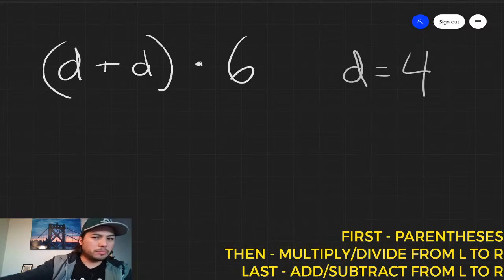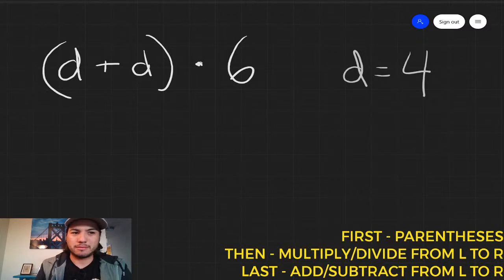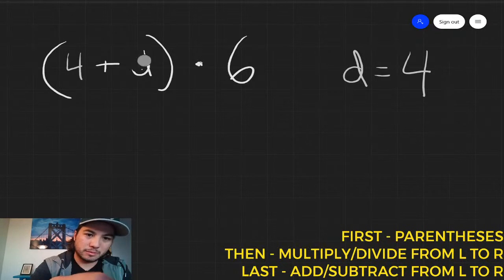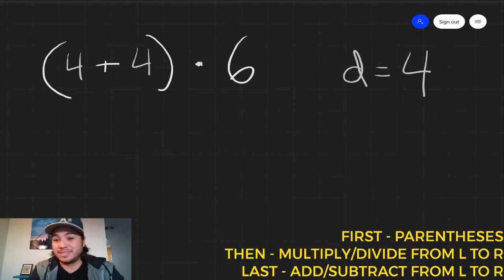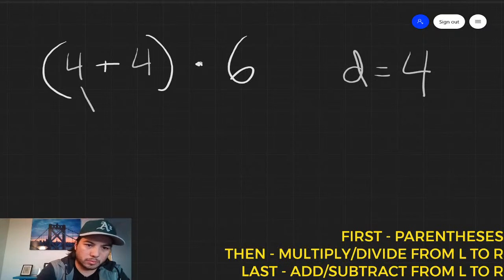So don't be panicked by the presence of 2 of the same letter, right? All you do is you put a 4 here, you put a 4 here, right? D equals 4 means D is going to be a 4 every single time it shows up. Okay? Parentheses first, then multiply. And what do you come up with?